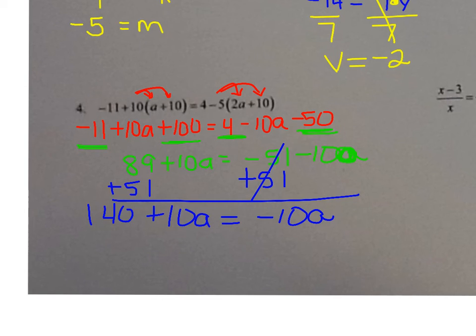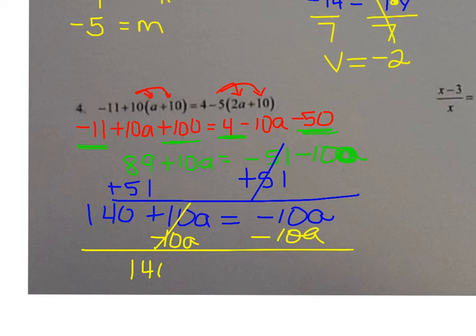So now I have my variable on both sides. I got to move one. I don't want to move the one on the right because then I'm going to be left with nothing and I'm going to put everything on the left. I don't want to do that. So I'm going to move the 10a over to the right. So this is plus 10a, so I'm going to minus 10a. Watch the signs. So I have 140 equals negative 10a minus 10a is negative 20a.